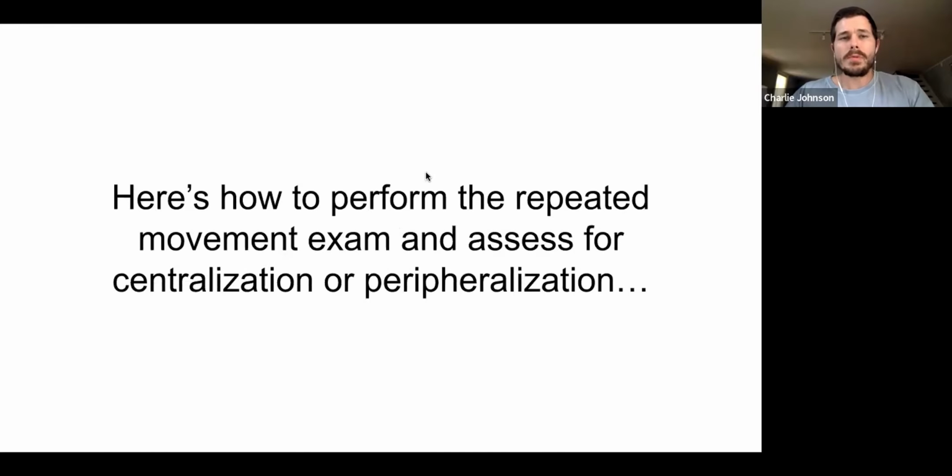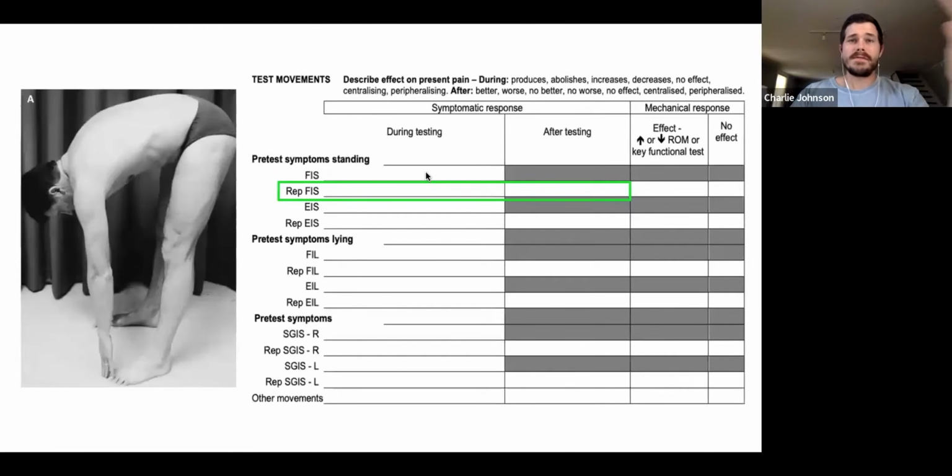Okay. Here's how to perform the repeated movement exam and assess for centralization or peripheralization. Hang in there with me. First thing you're going to do, this is the first motion we're going to do. What I would recommend is that you do one rep, one time, of what we call flexion in standing. Just try it one time, okay?